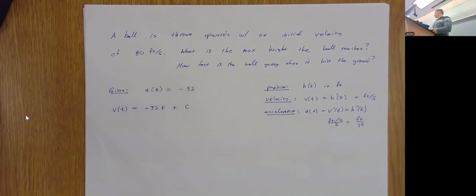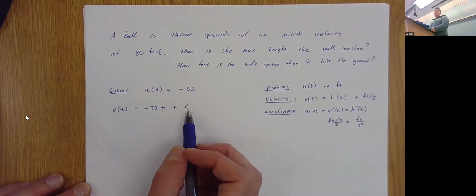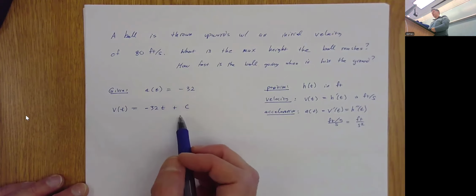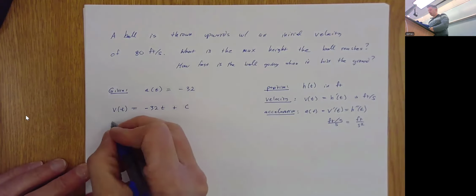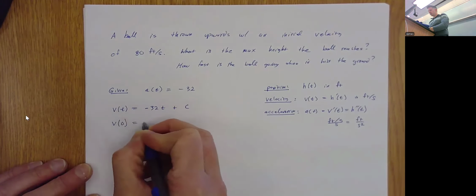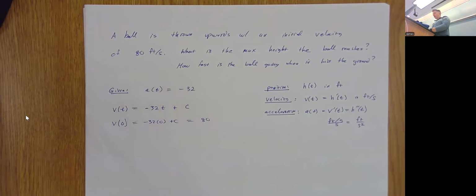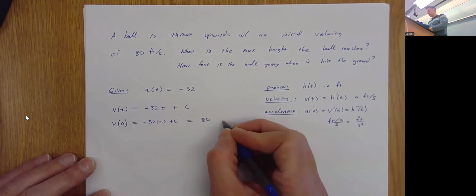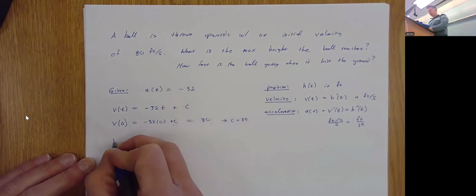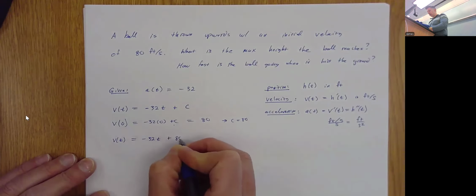That should be legit, right? If you take the derivative of negative 32t, you're going to get negative 32. The derivative of a constant is 0. But we want to figure out what that constant is. Well, we know that the initial velocity at the moment we throw it is 80 feet per second, which is pretty fast. So that means that if we plug in 0 for t, it should equal 80. So that constant there, which is just the initial velocity, is going to be 80. So we get that c is equal to 80, and our velocity function is negative 32t plus 80.